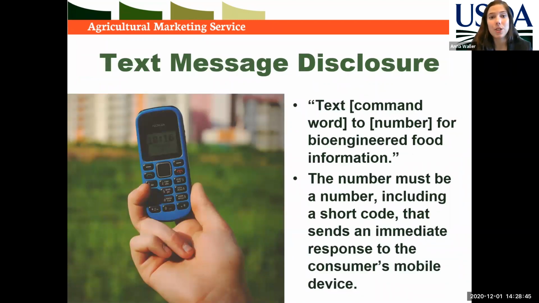Text message disclosure must include an on-package statement that tells consumers how to access the disclosure. That statement must be text command word to number for bioengineered food information. The number on the package must be a number, including a short code, that sends an immediate response with the disclosure to the consumer's mobile device. The disclosure that appears on the consumer's mobile device must be made using the same phrases allowed for on-package text disclosure, which includes bioengineered food or contains a bioengineered food ingredient.